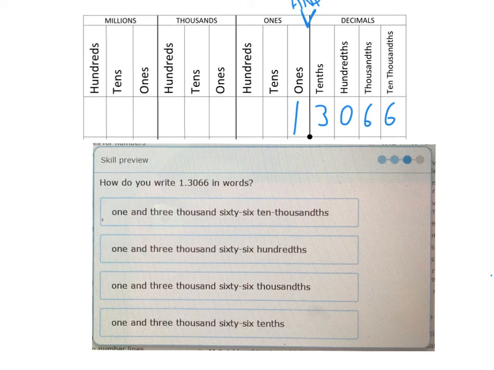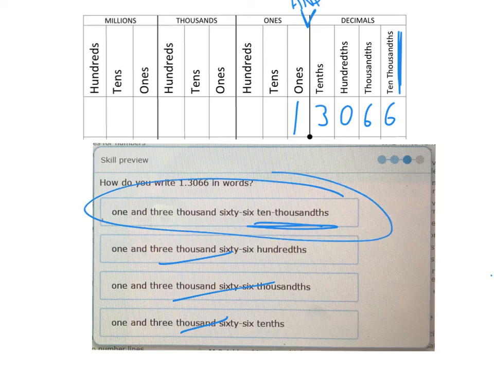3,066 ten-thousandths. So let's find that. 1 and 3,066 ten-thousandths. It's actually that very first one. The rest of them: 66 hundredths, nope. 66 thousandths, nope. 66 tenths, nope. It's ten-thousandths. So it's that first one right there. Okay, that's it for this section. Good luck.